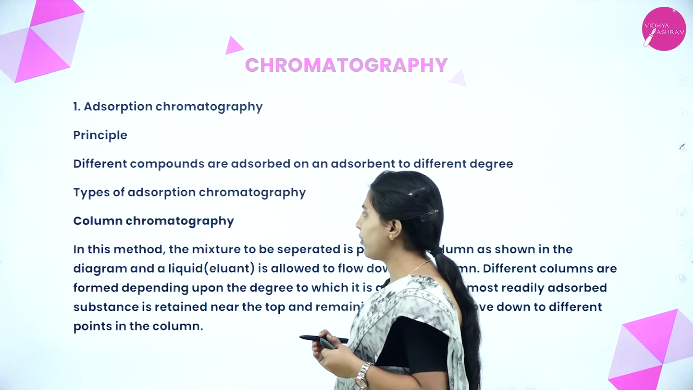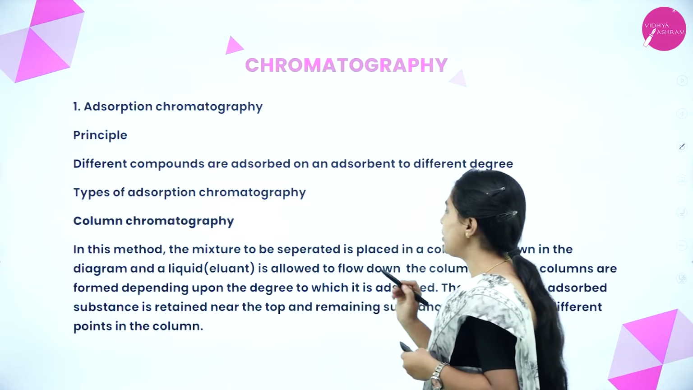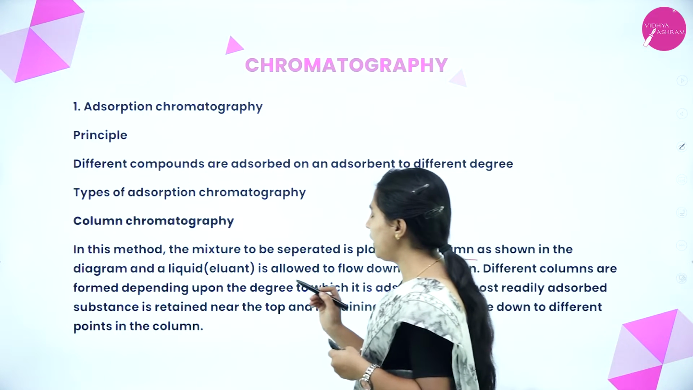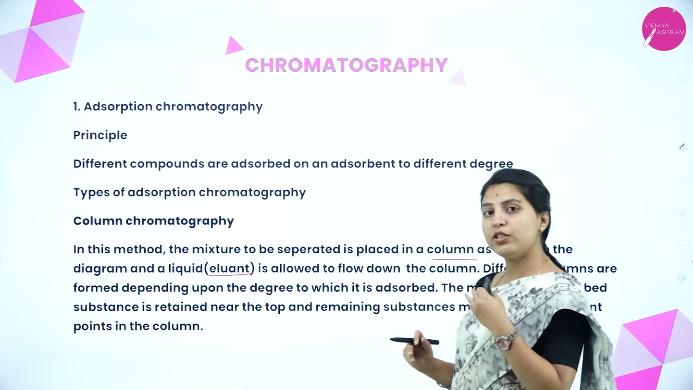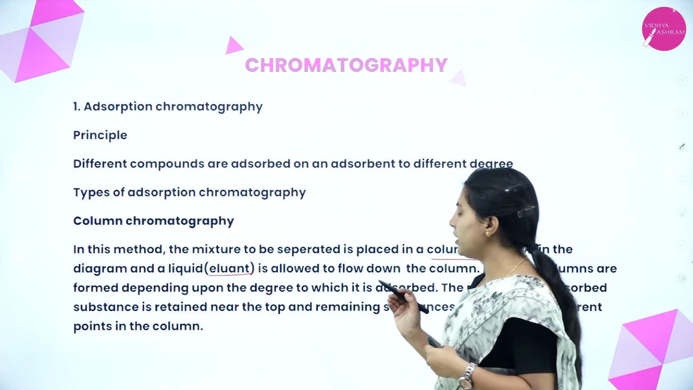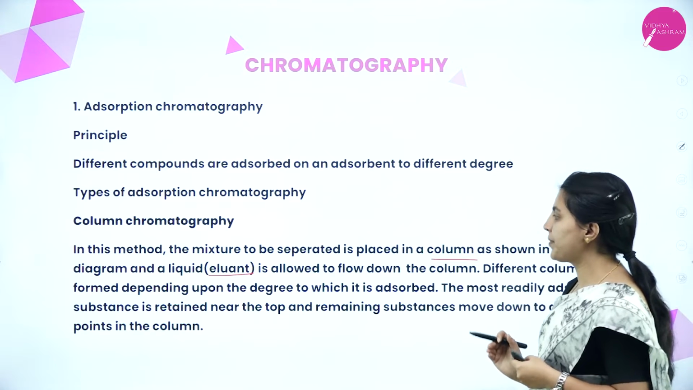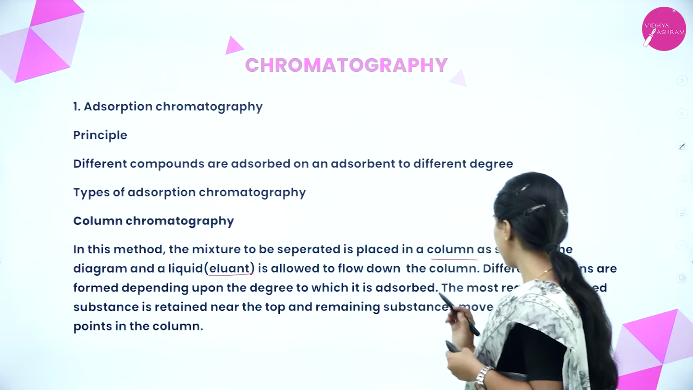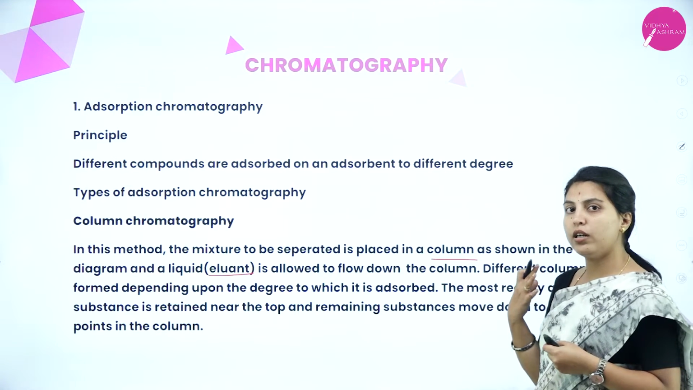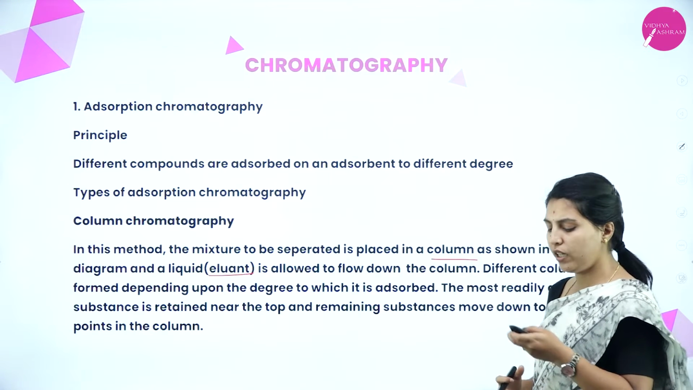Types of adsorption chromatography. Column chromatography is the first one we'll see. In this method, the mixture to be separated is placed in a column as shown in the diagram, and a liquid called eluent is allowed to flow down the column. Different bands are formed depending on the degree to which each is adsorbed. The most readily adsorbed substance is retained near the top, and the remaining substances move down to different points in the column. What is readily adsorbed is retained at the top, and what is not comes to the bottom.